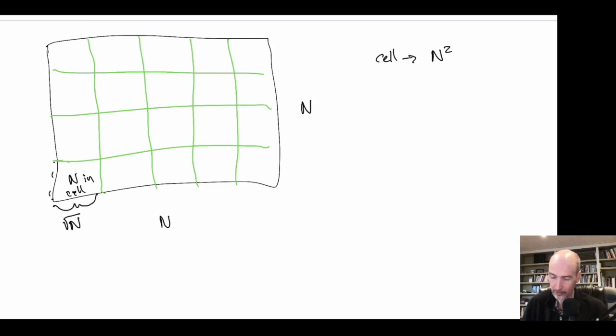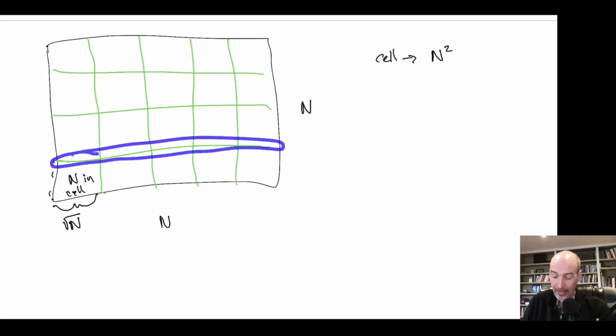Sorry, let me go back. So there's n states in the cell, and if I want to store the shortest path between all pairs of the states inside here, then I'm going to need n squared states inside that cell. There's n states inside there, between each of them we'll store that. That gives me the storage inside a cell, and then we can think about the size of these lines that are going here.